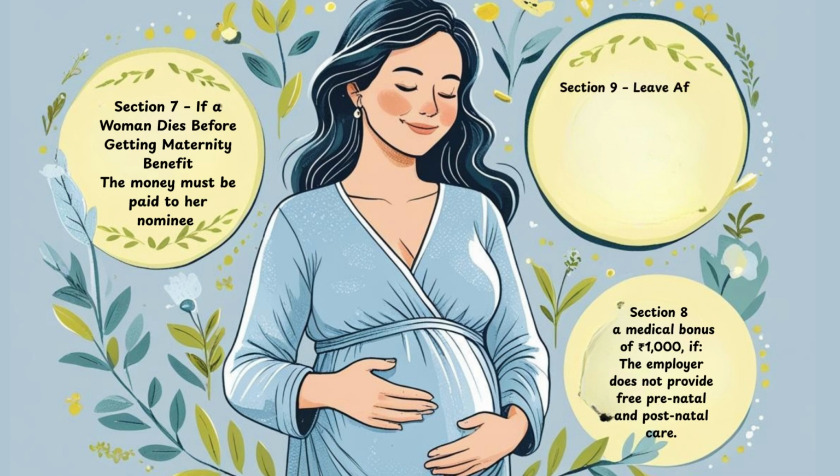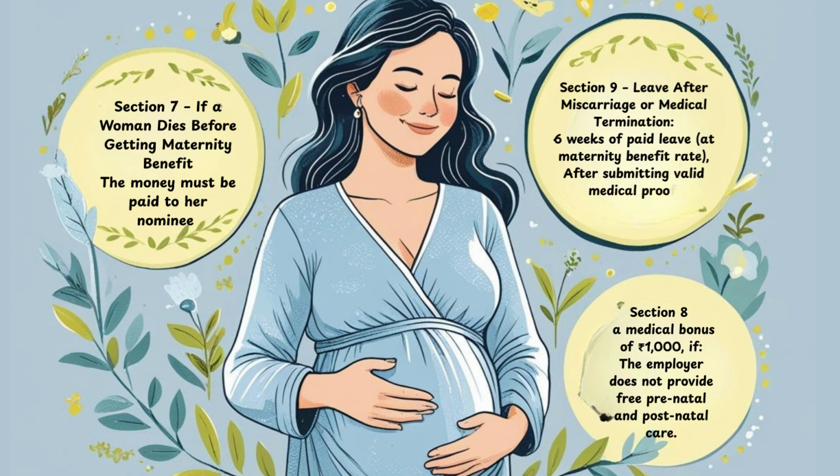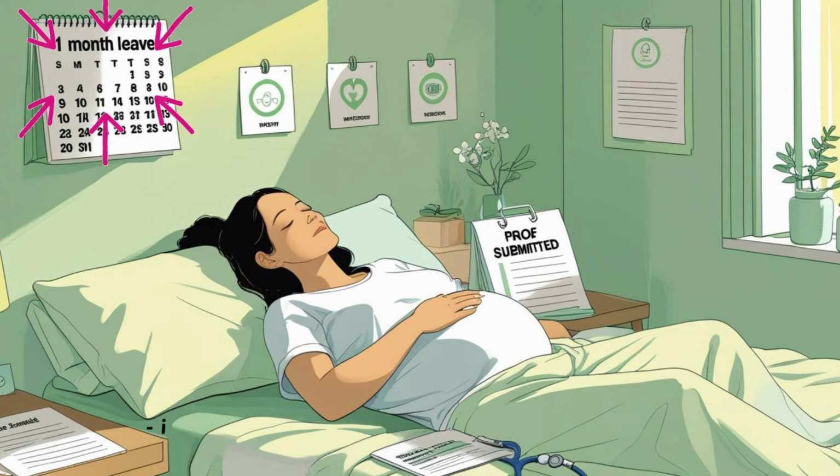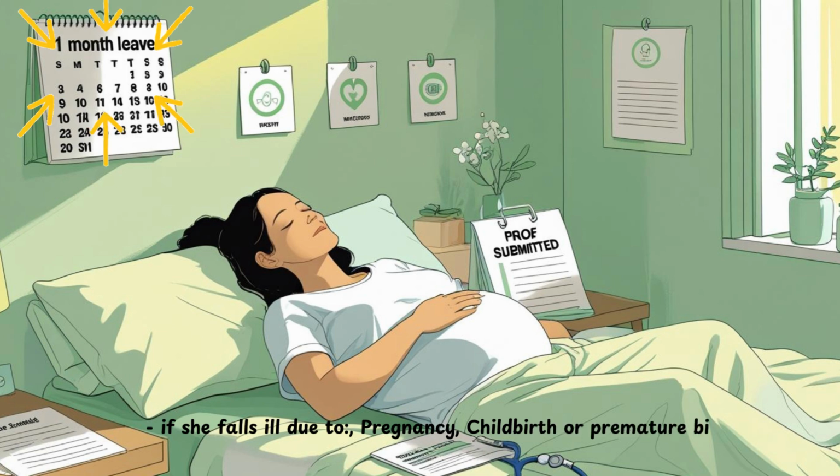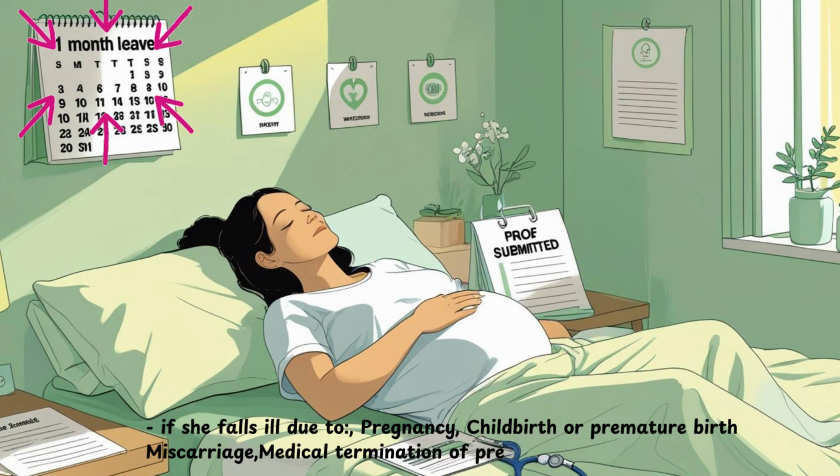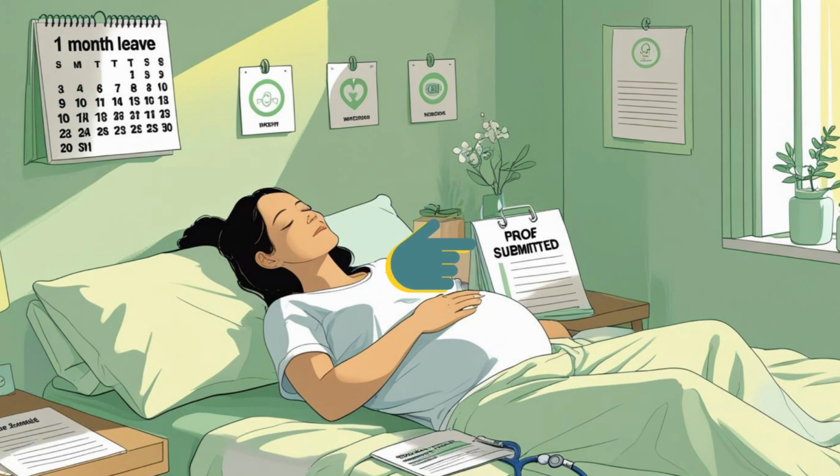And Section 9 says, a woman who has a miscarriage or medical termination of pregnancy can get 6 weeks of paid leave at maternity benefit rate after submitting valid medical proof. In addition, under Section 10, a woman can get up to 1 month of extra paid leave if she falls ill due to pregnancy-related matters. This leave is in addition to the regular maternity leave under Sections 6 or 9. To get this leave, she must provide valid proof. Payment for this leave is at the same rate as maternity benefit.